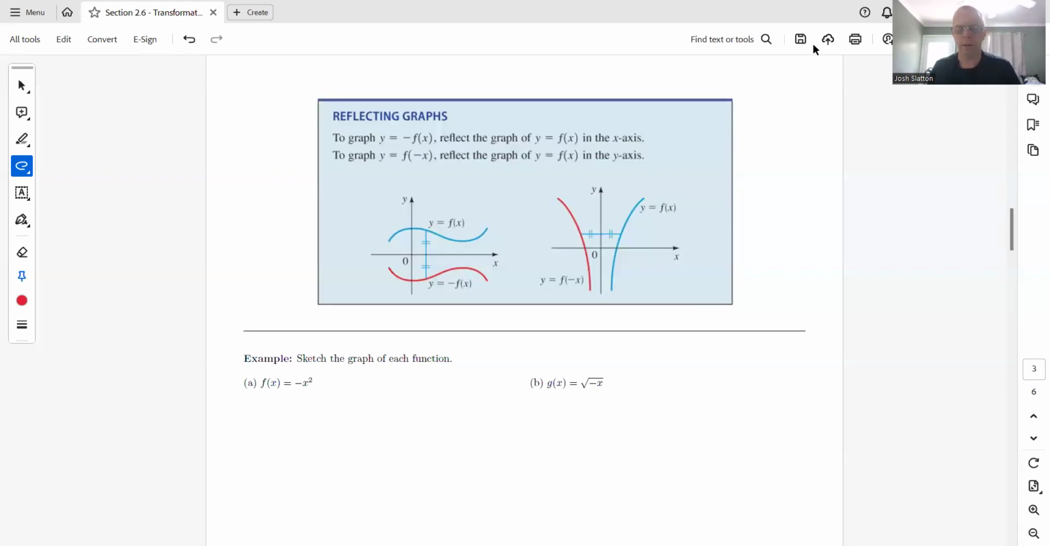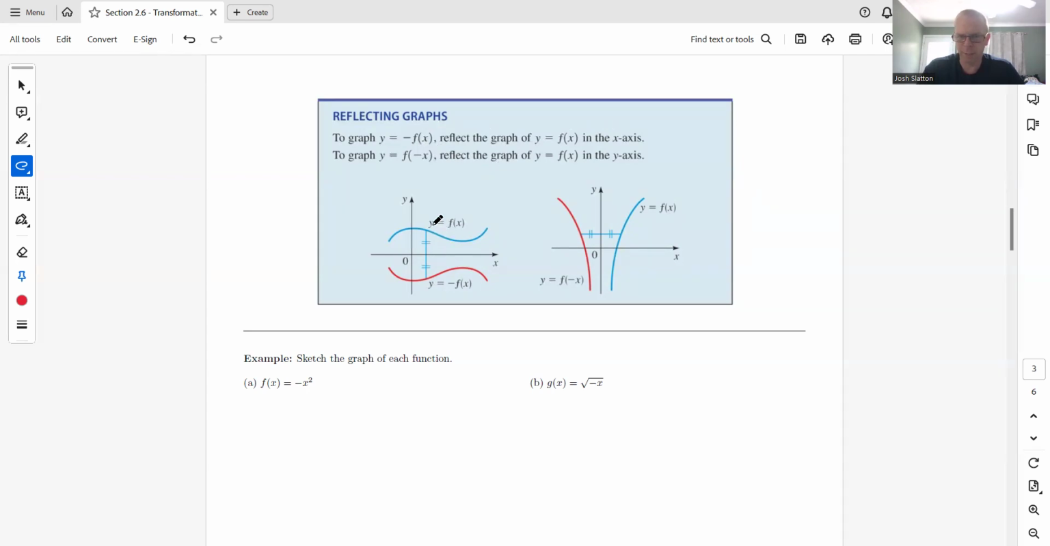All right, so this next type of transformation is called reflecting. And we're talking about reflecting over the x-axis or reflecting around the y-axis. So this involves inserting a negative somewhere in the function. If we just put a negative in front of the function, that reflects it around the x-axis. If we put a negative in the function, for the input, so instead of x, we have negative x, that reflects it around the y-axis.